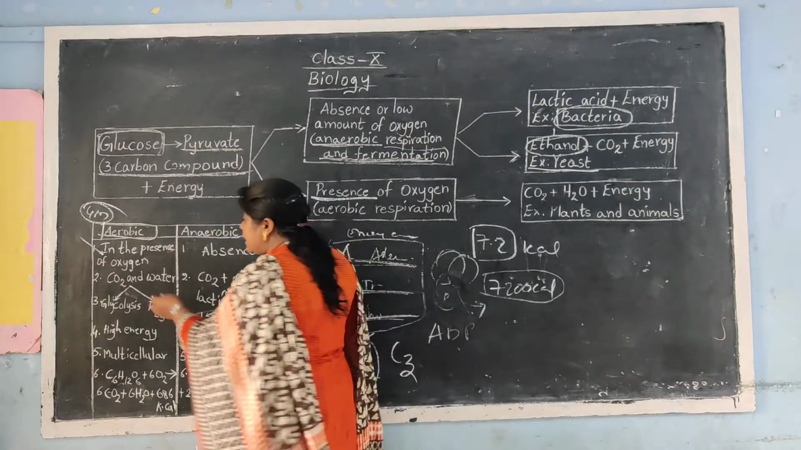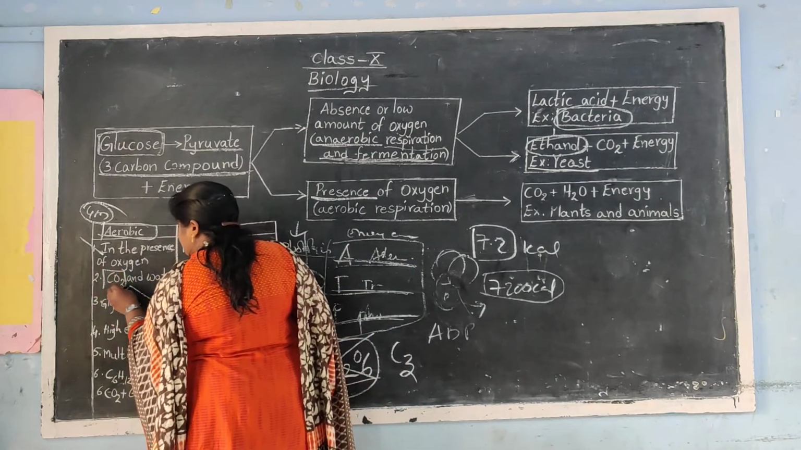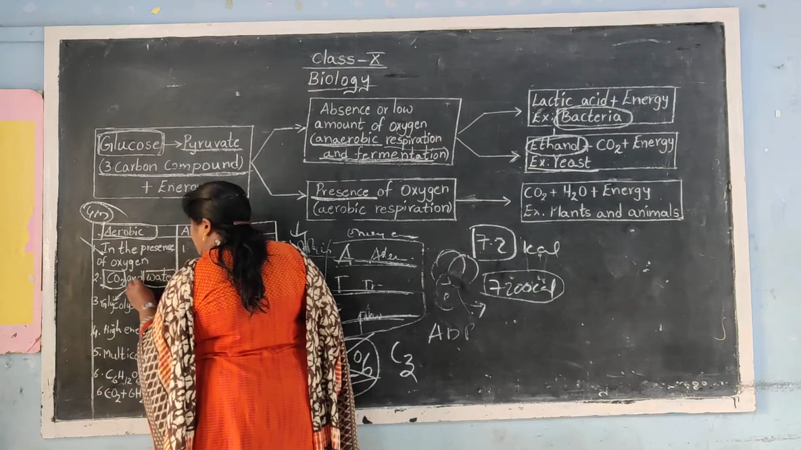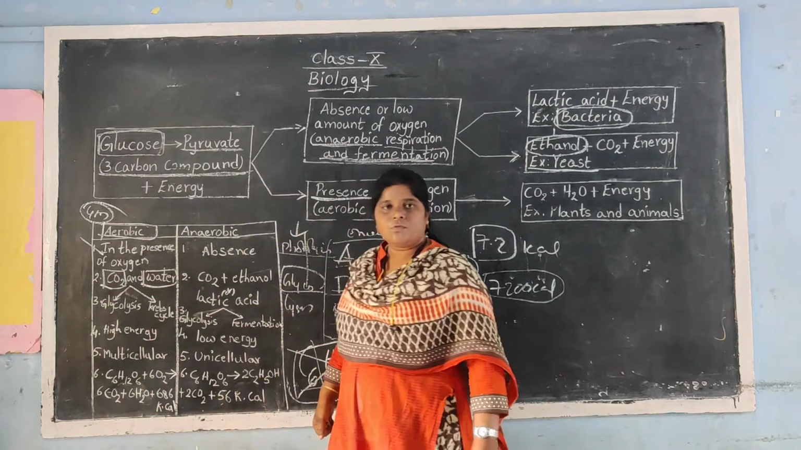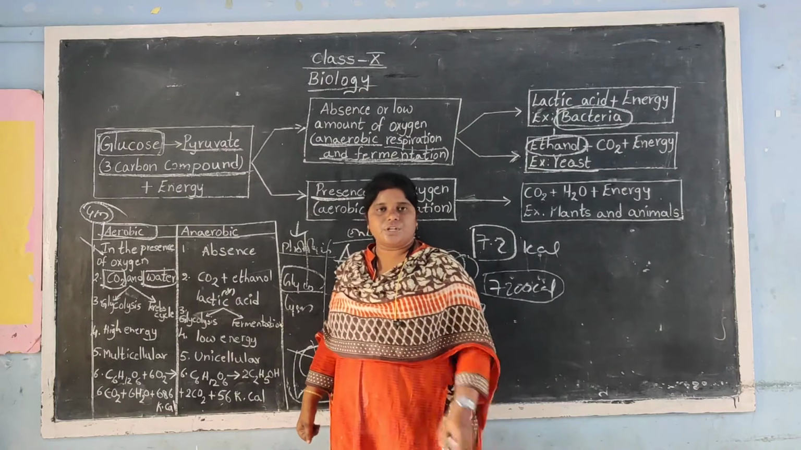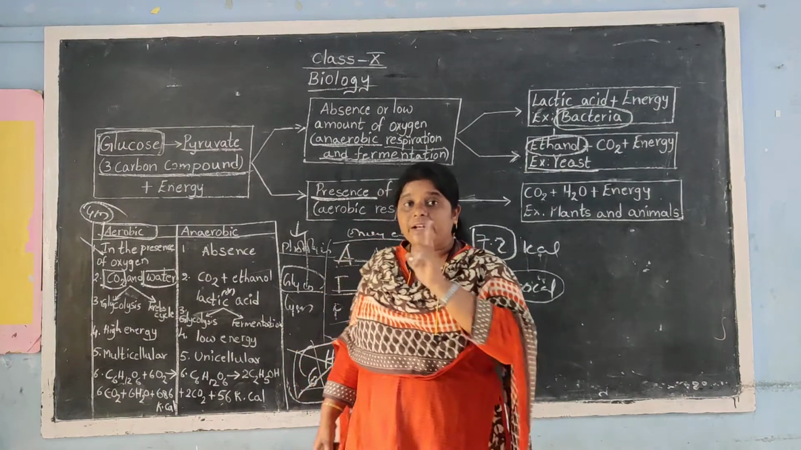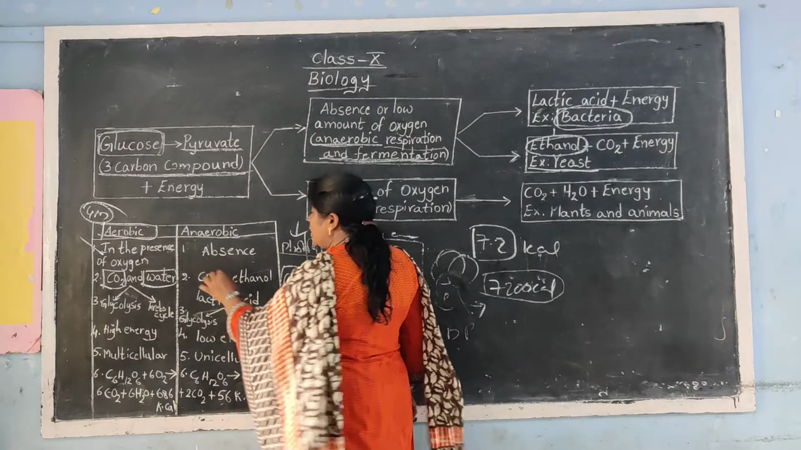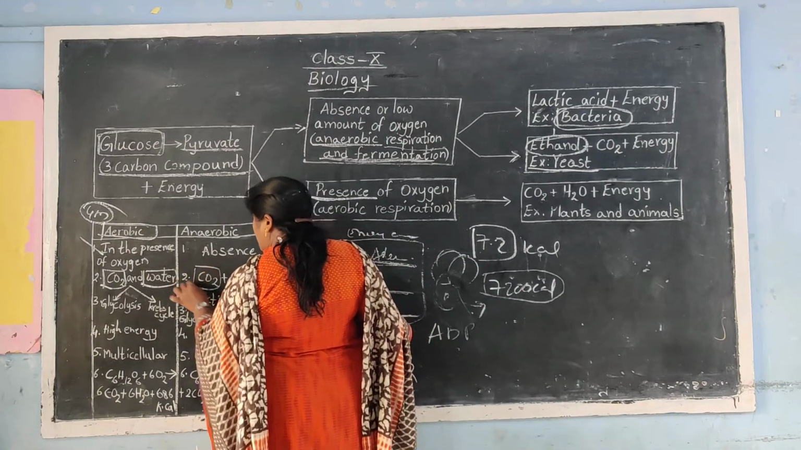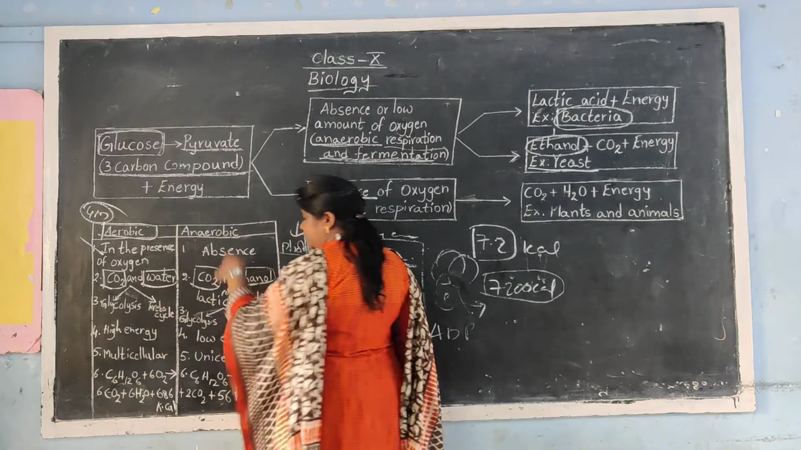And what will be released in aerobic respiration? CO2 will be released. Water also will be released. What are the products of aerobic respiration? CO2 and water. But when you come to anaerobic respiration, CO2 and ethanol will be formed.